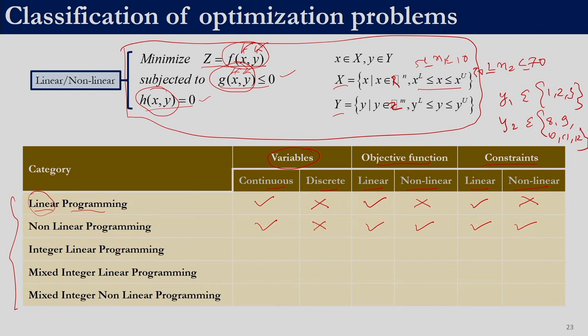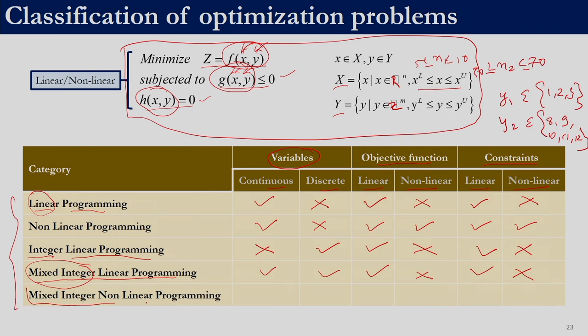For integer linear programming, the name itself specifies integer, right? So that means only discrete variables are allowed, continuous variables are not allowed. And since it is linear programming, the objective function and constraints should be only linear, right? Non-linearity is not allowed in integer linear programming. Then we have mixed integer linear programming. As the name indicates, mixed integer, that means continuous variables are also there, discrete variables are also there. It is linear programming, so a non-linear objective function is not allowed, a non-linear constraint is not allowed. The objective function has to be linear and the constraints have to be linear.